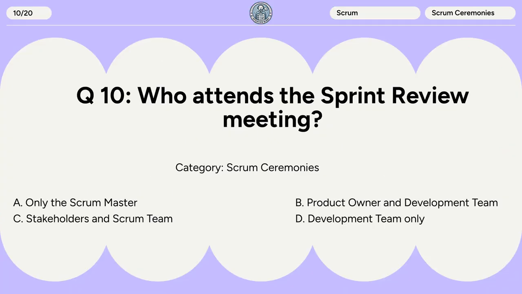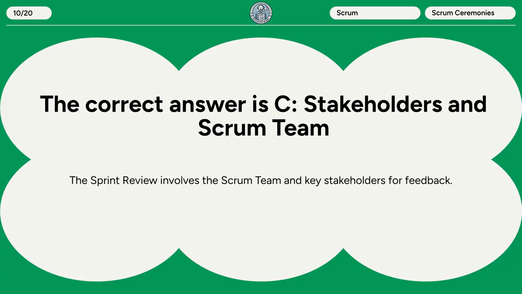Question 10. Who attends the sprint review meeting? A. Only the Scrum Master. B. Product owner and development team. C. Stakeholders and Scrum team. D. Development team only. The correct answer is C. Stakeholders and Scrum team. The sprint review involves the Scrum team and key stakeholders for feedback.